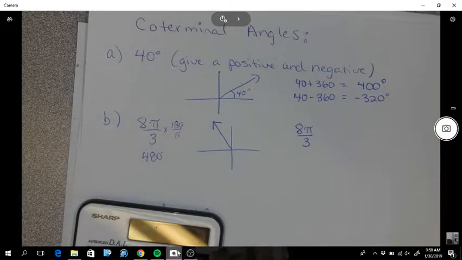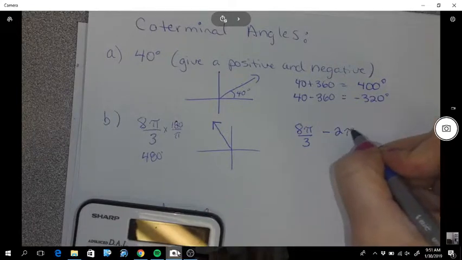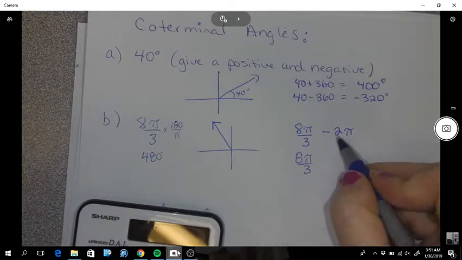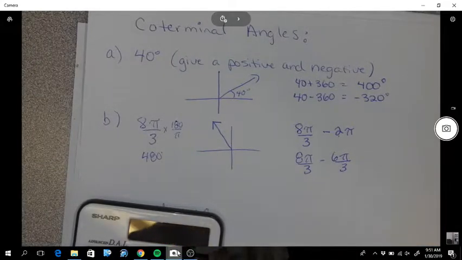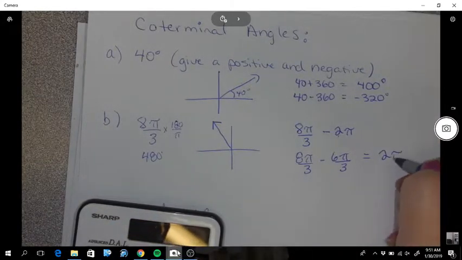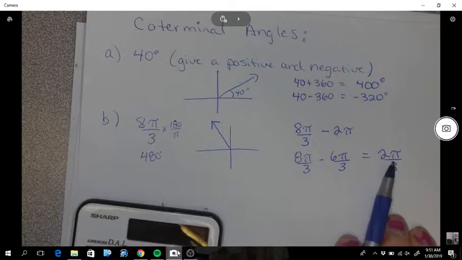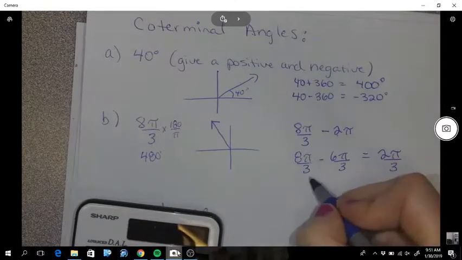Okay, so I'm going to take off a full circle. A full circle is 360, but in radians, a full circle is 2 pi. Now I'm going to convert that into 6 pi over 3. I just did a common denominator. So I end up with 2 pi over 3. So that's a coterminal angle.